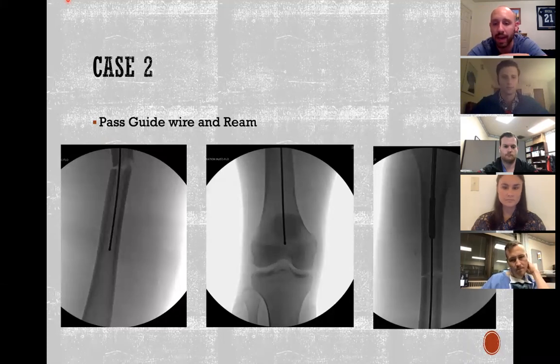Once we get the guide wire into the location we want, we ream it. Usually about 1 to 1.5 millimeters greater than the nail that we want. Go to the next slide.